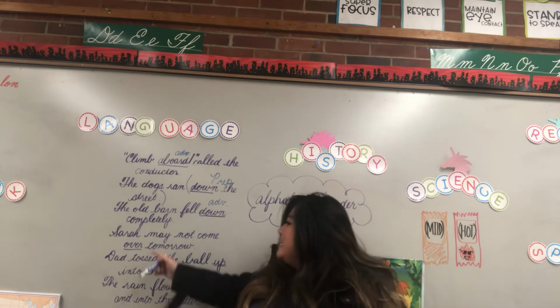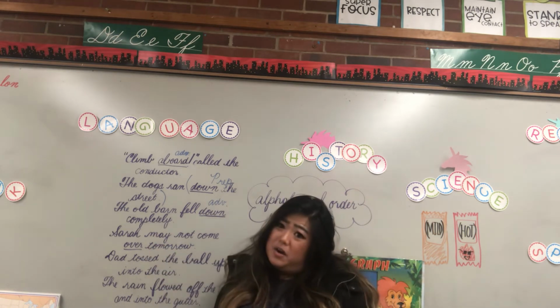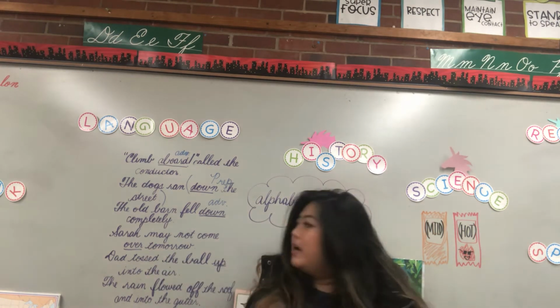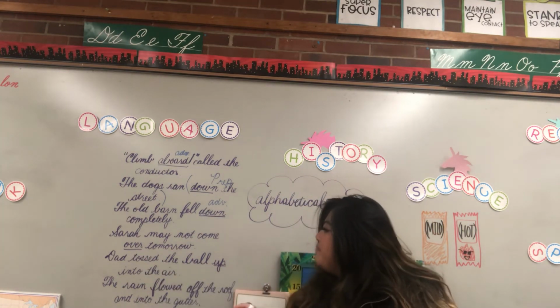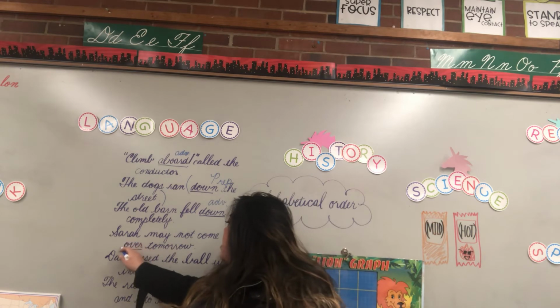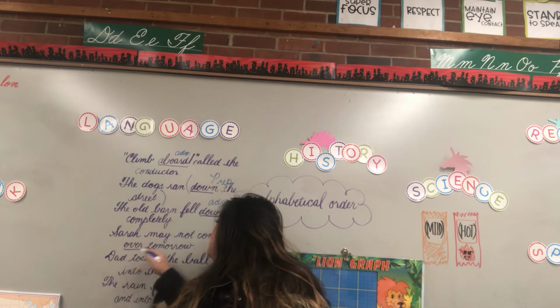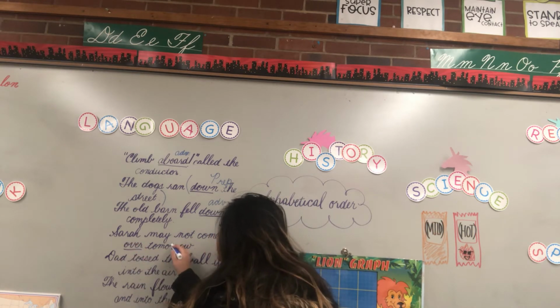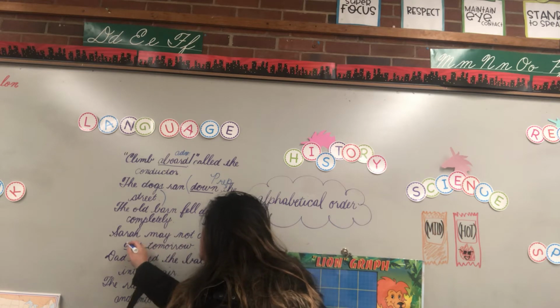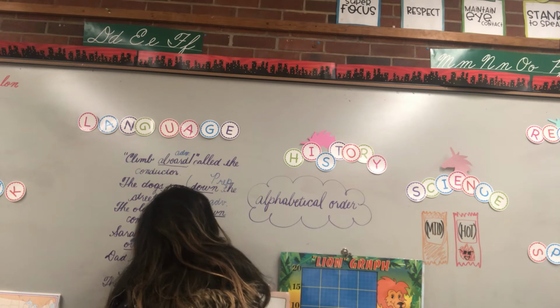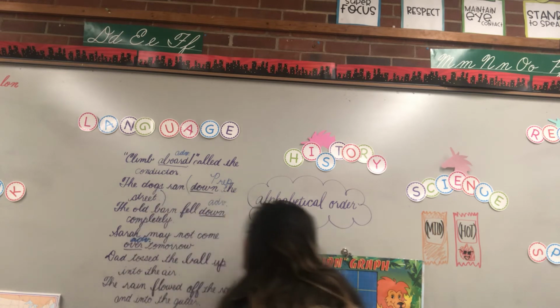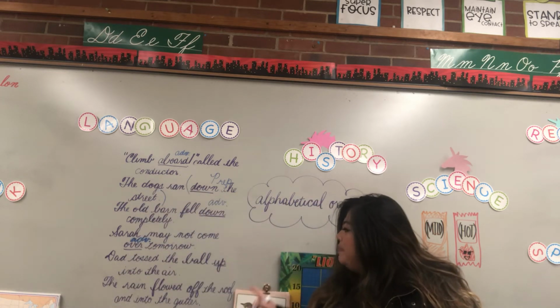Okay, next, Sarah may not come over tomorrow. What is over? Over here is an adverb because over tomorrow is not a phrase. Tomorrow is saying when she may come. Over is also saying when, so it's an adverb.